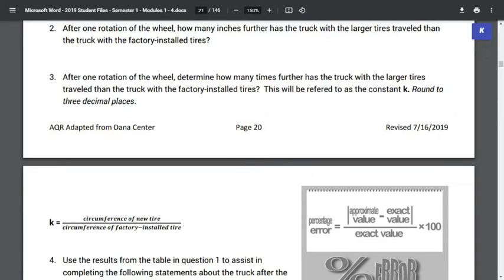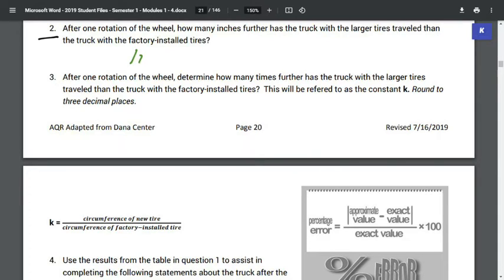Okay, this is part 2 of 1/6 changing tires. So what we're going to look at more is the comparison between these two tires. Previously, what we just found at the end of the first part is the difference in circumference of these two tires. So if you look at question 2 right here, it asks how many inches further does the truck with the larger tires travel than the ones with the factory installed tires.